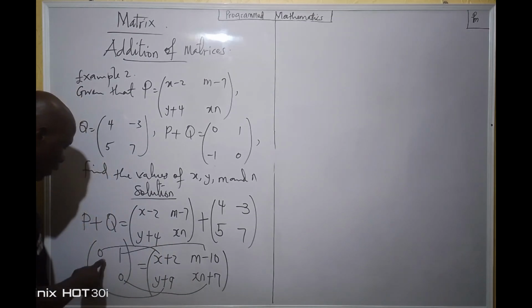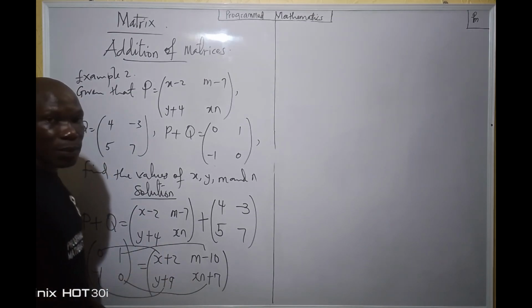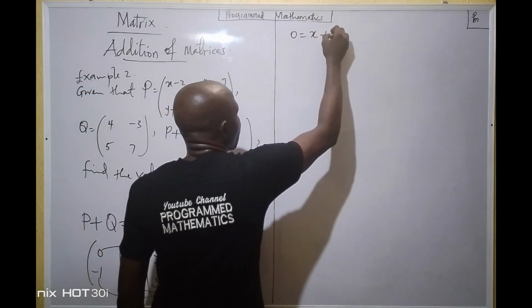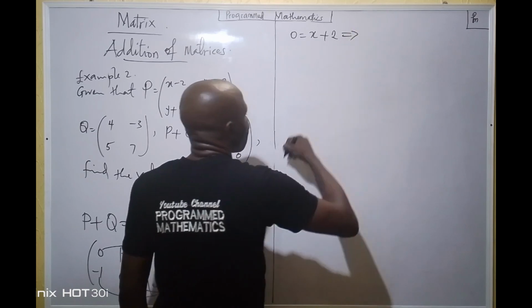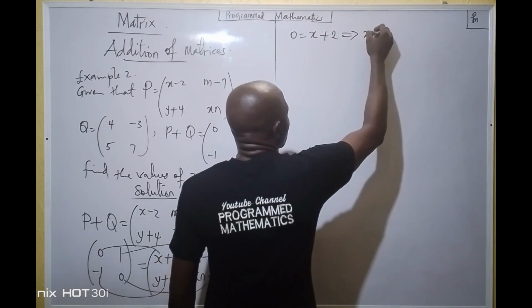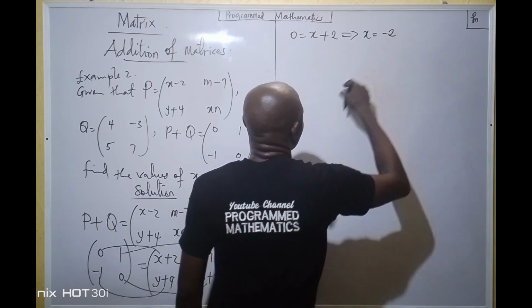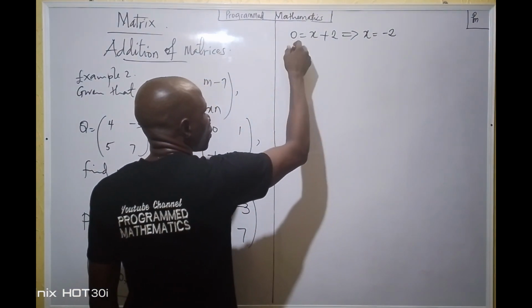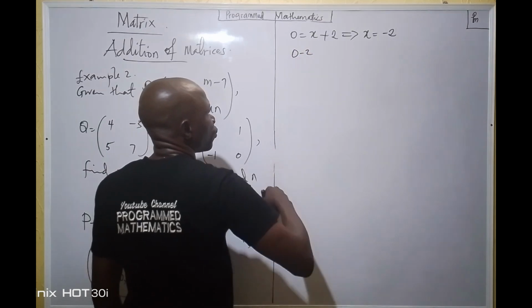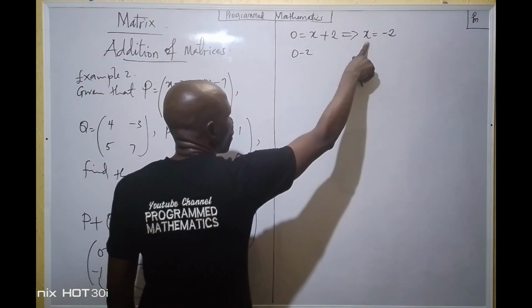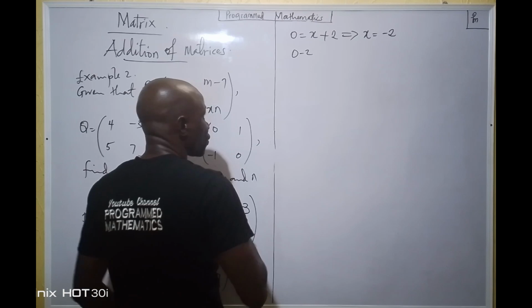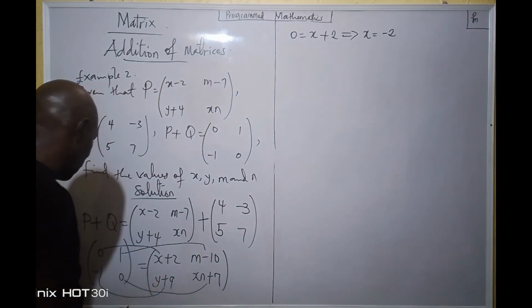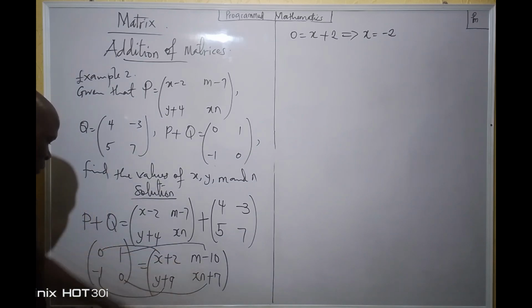So the first one is saying 0 equals x plus 2. 0 equals x plus 2. This simply implies that x is equal to minus 2. Remember from here, the plus 2 will come back here to become 0 minus 2, giving us x equals minus 2 there. Okay, that's for x. So let's look for the second part here.